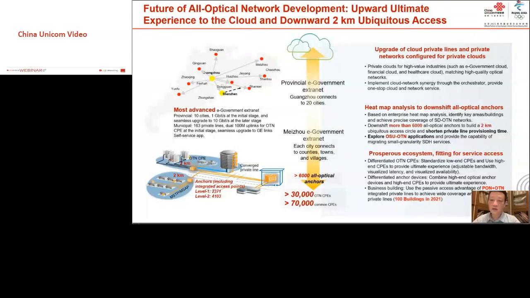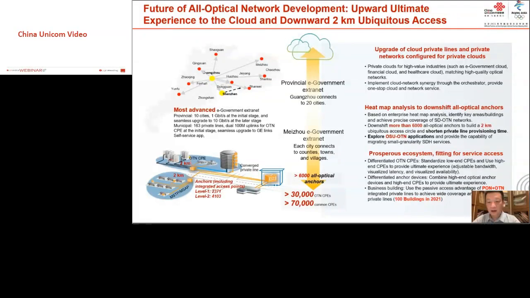First, high-value industry private clouds, such as e-government cloud, financial cloud, and medical cloud, work with a high-quality optical network to achieve cloud network integration. Second, use the thermal analysis method to deploy all-optical anchors in front to identify key areas and buildings. We plan to deploy more than 6,000 optical anchors in front to build a 2-kilometer ubiquitous access circle and shorten the provisioning time of leased line services.